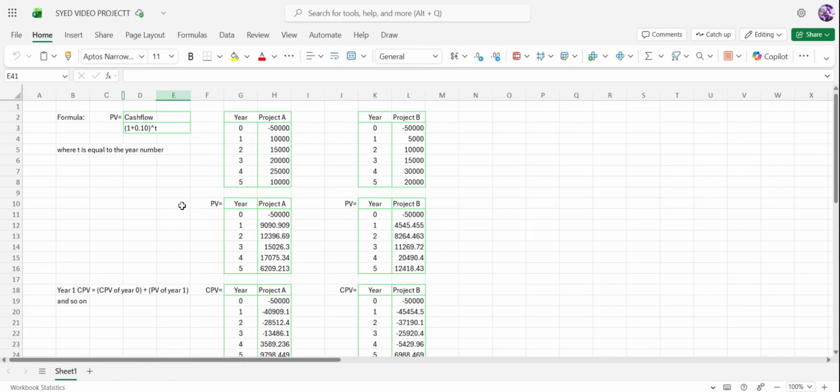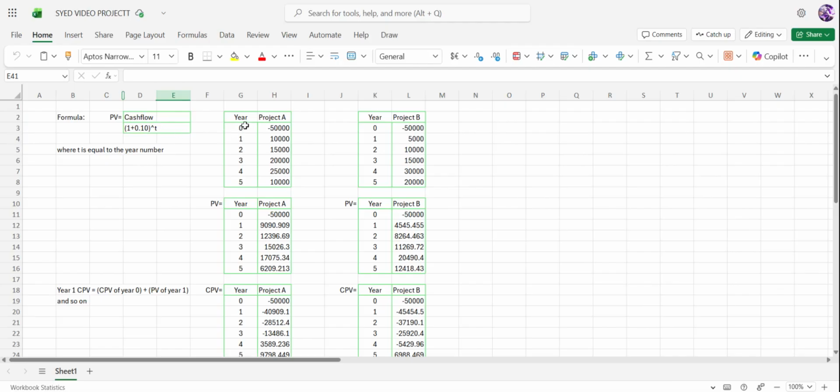So the formula for present value is cash flow over 1 plus 0.10, which is a 10% discount rate, to the power of the year, which T stands for right here. T is equal to the year number.